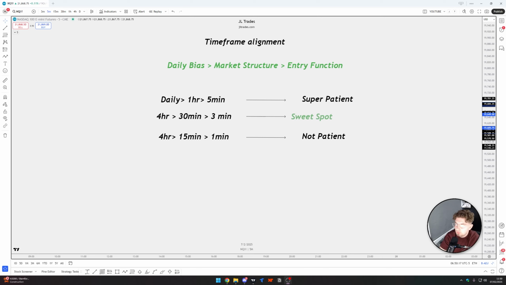Lastly, we have time frame alignment, which is split up into 3 alignments: your daily bias time frame, your market structure time frame, and your entry function time frame. Before I start, I just want to say that you don't necessarily need to use the daily bias time frame. However, I would recommend it so you're in line with all of the time frames.